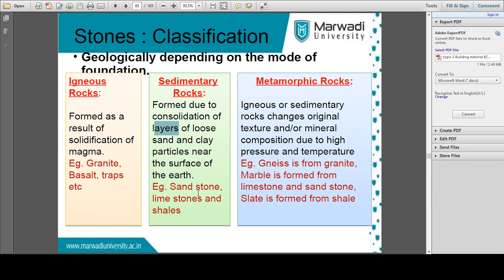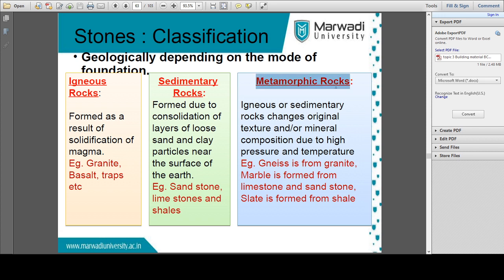Now how to remember this? Actually we need to remember two examples in each and every category. For sedimentary rock we have two examples, and both have the same initial S: sandstone, and limestone is also starting with S. So you need to remember sandstone and limestone, or else you can also go for shale, which starts from S. This is one of the tricks through which you can remember sedimentary rock.